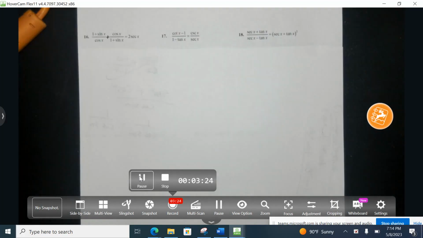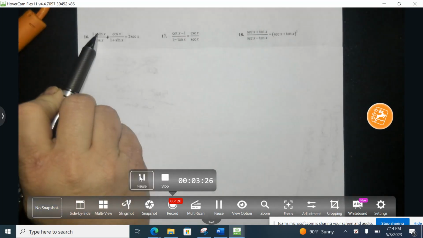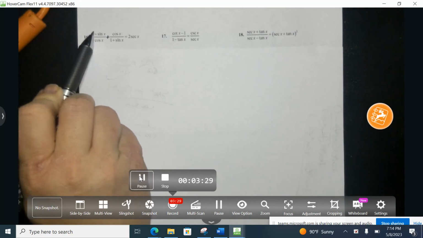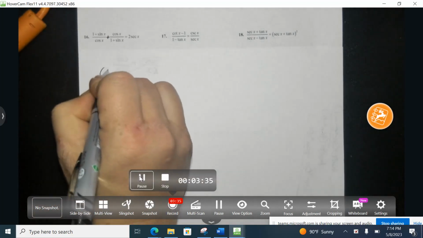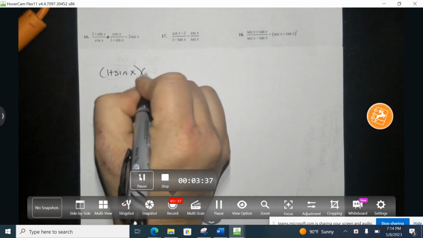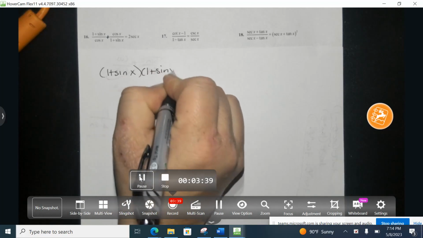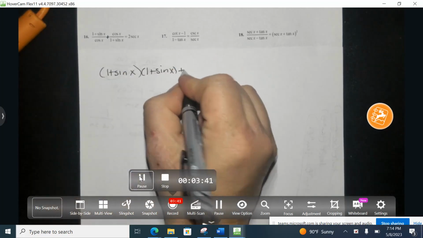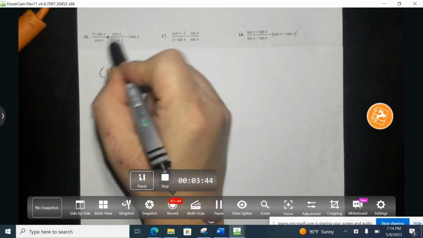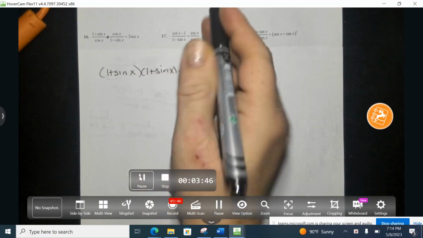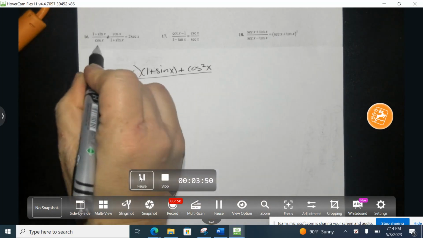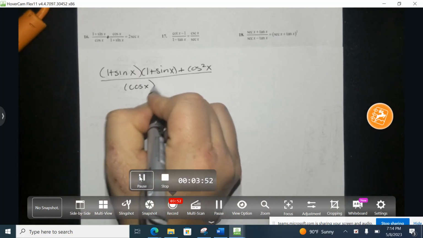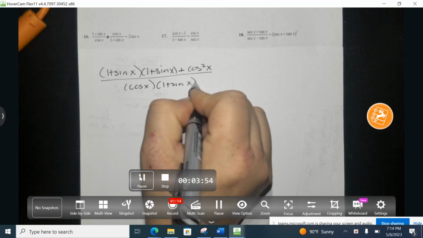Okay, number 16, I'm going to start by butterflying the left-hand side. So 1 plus sine x times 1 plus sine x. So there's 2 groups of that. Then I'm going to put a plus sign, and now I'm going to multiply this diagonal. So cosine times cosine is cosine squared x. And that's all going to go over the cosine of x times 1 plus the sine of x.